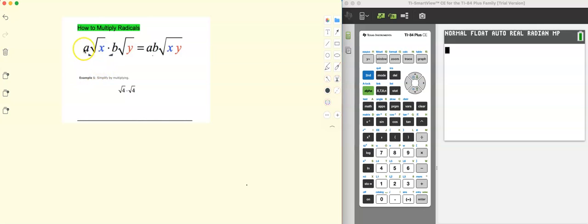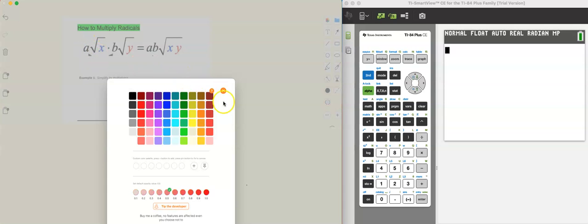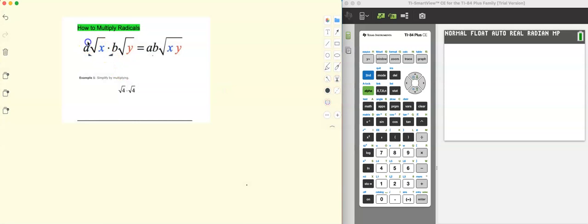Okay, I have to ensure that if I have numbers on the outside, I multiply those numbers on the outside together, okay? And then I'm going to multiply those numbers on the inside together, all right?